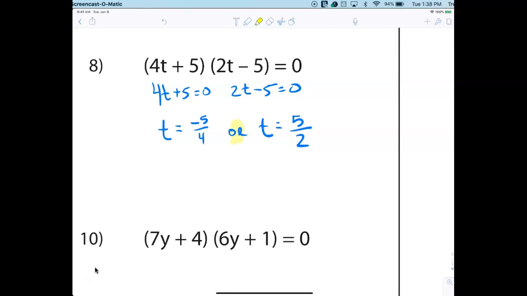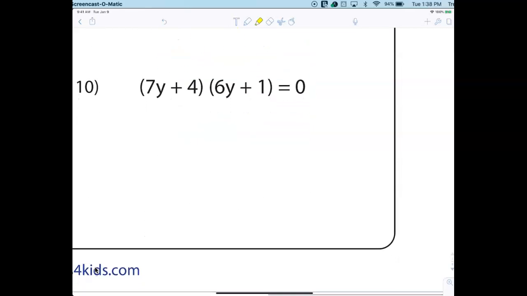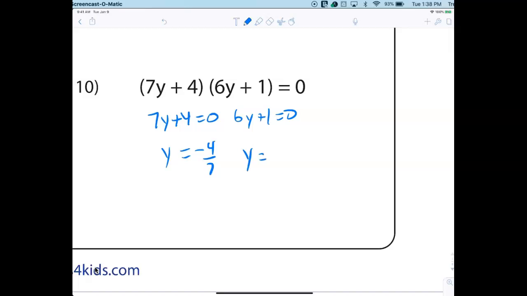So last one, number 10. For number 10, we set 7y plus 4 equals 0. 6y plus 1 equals 0. So y equals negative 4 over 7. And y equals what?